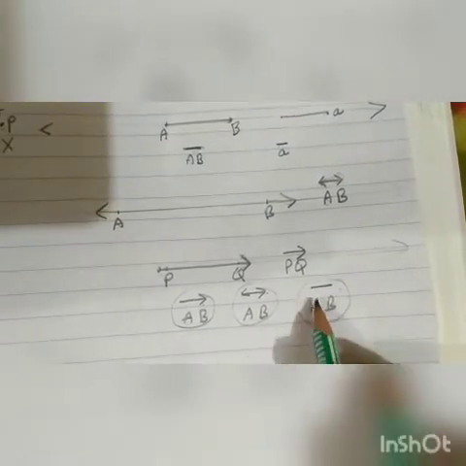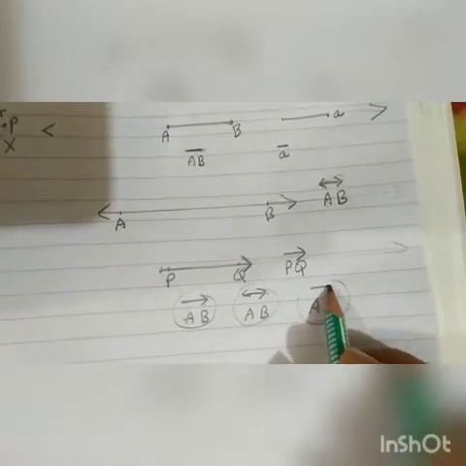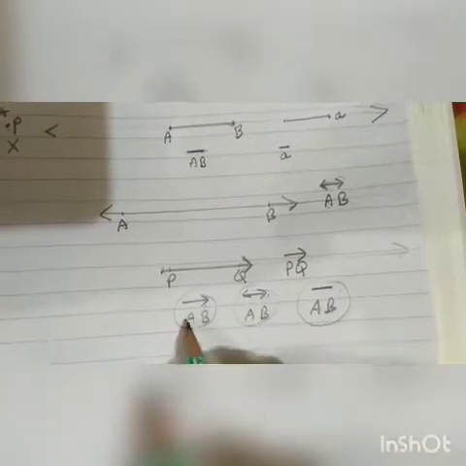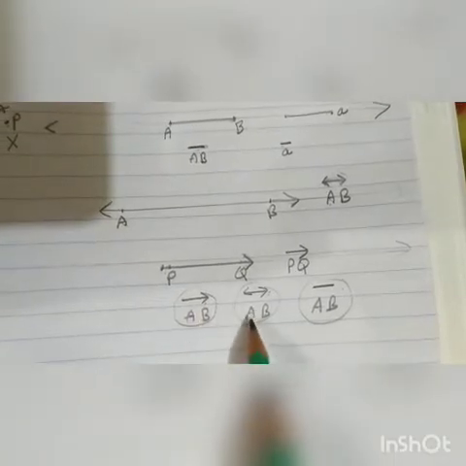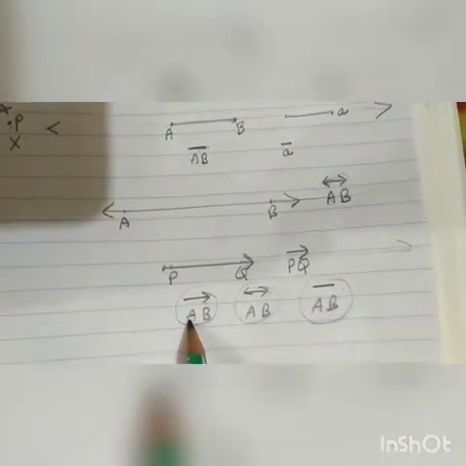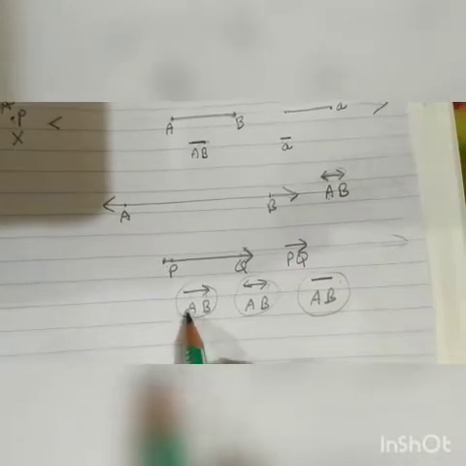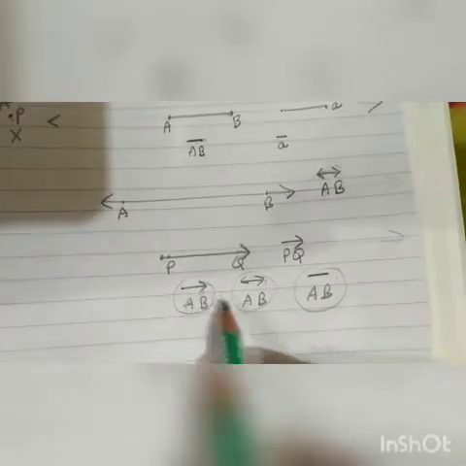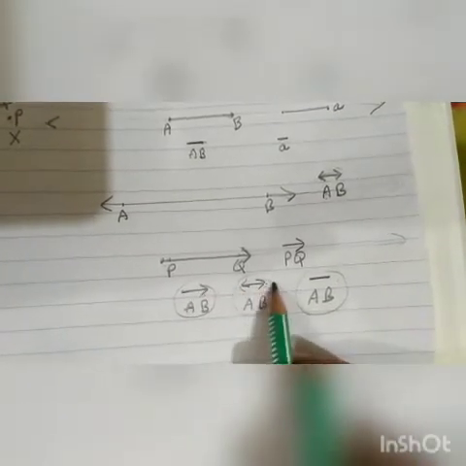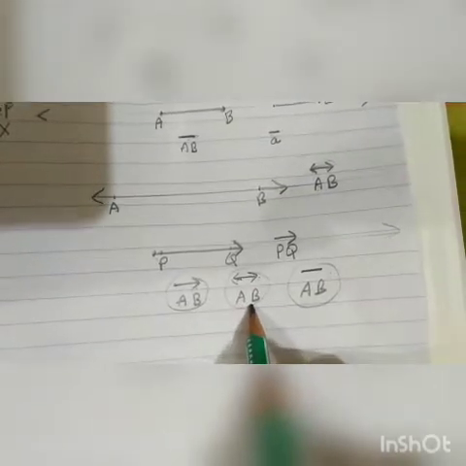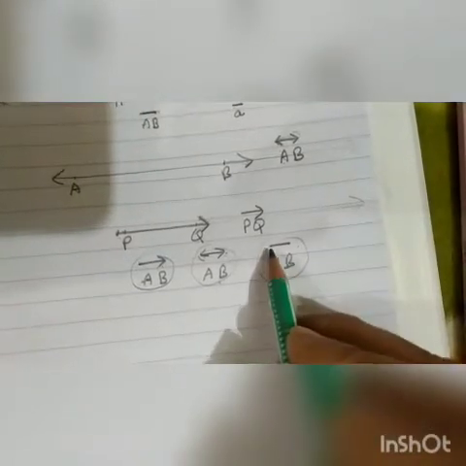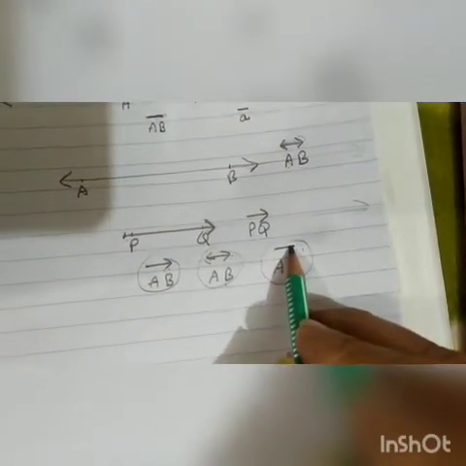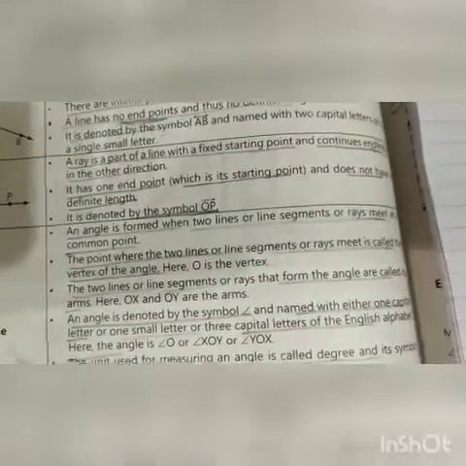In a line segment there are two endpoints. In a line, no endpoints. In a ray, one endpoint. A ray can be extended or produced in one direction. A line can be produced in both directions, or we can say a line has infinite length, and in a line segment its length is fixed. Clear?